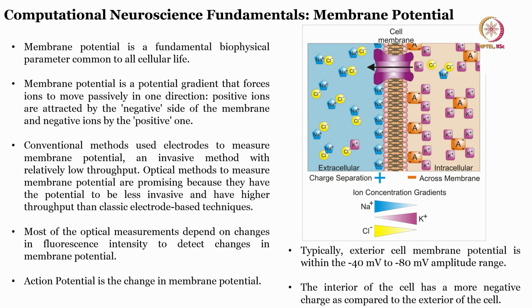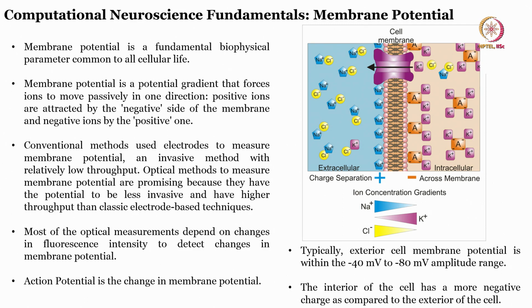Most of the current optical parameters depend on the fluorescence intensity to detect changes in the membrane potential. The difficulty with optical methods is that they are always labeled methods. What is a labeled technique? A labeled technique is when we use a secondary antibody which will give a fluorescence effect in the presence of light of a certain wavelength, right?